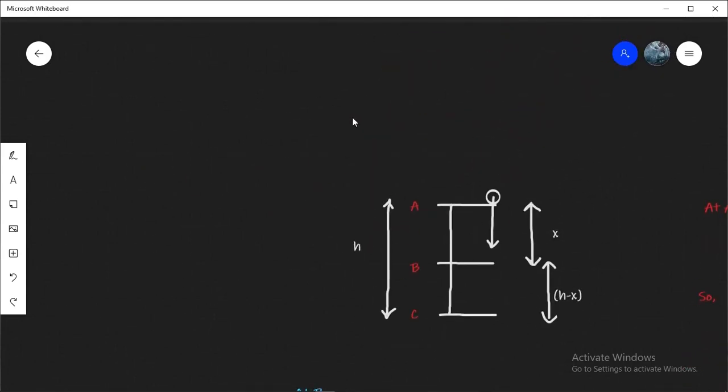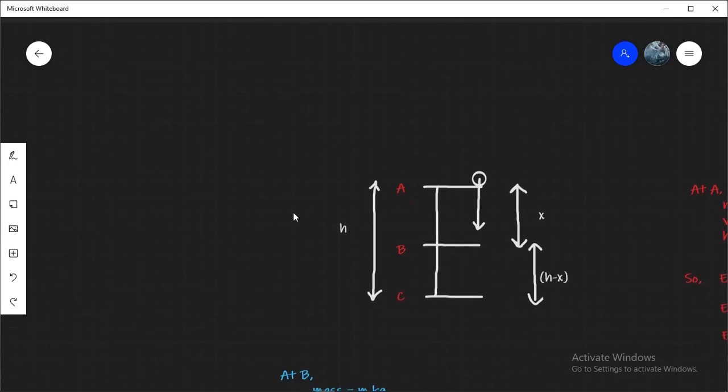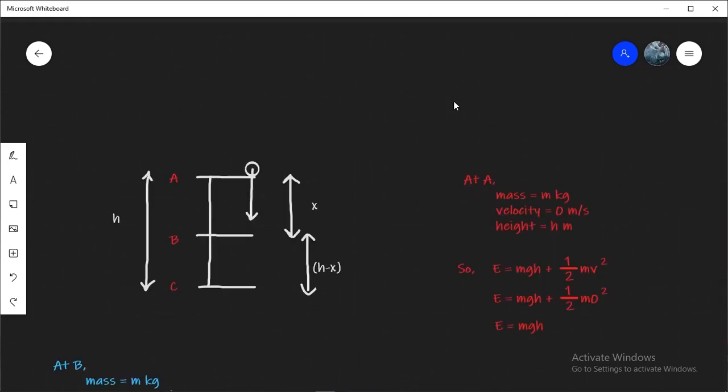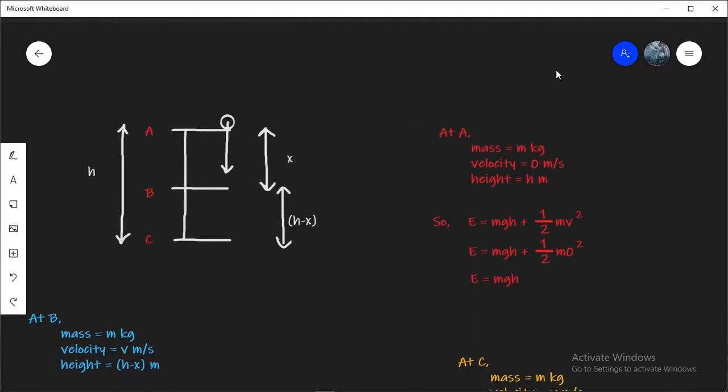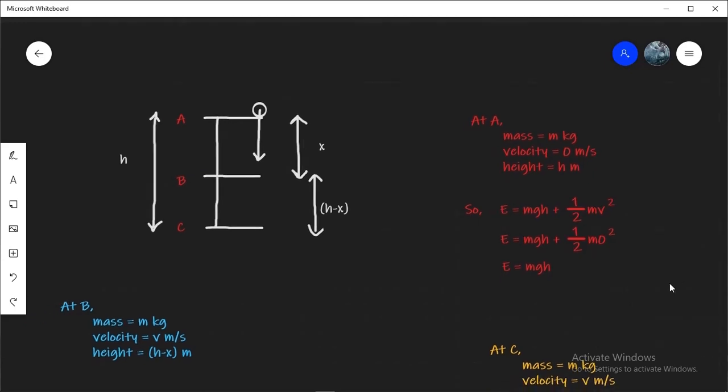Let's imagine a ball of mass m kg about to start free fall through the Earth's gravitational field. We're going to drop it from point A, which is h meters above ground. At point A, before it started its free fall, it has a total mechanical energy equal to mgh plus half mv squared. And since velocity is equal to 0, E stands to mgh plus half m times 0 squared, which would give us E equal to mgh. Notice that we've started at point A with a total mechanical energy equal to mgh.